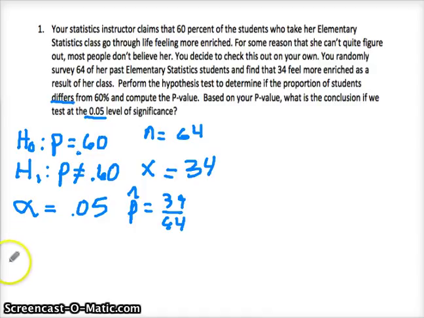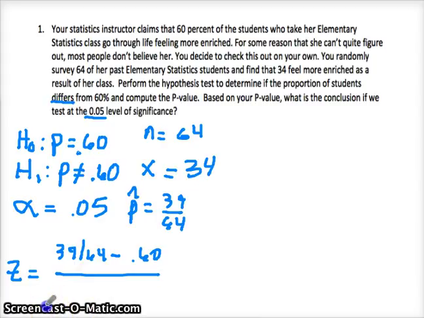Now, incidentally, if you wanted to find the z-score on your own, you would do p hat, which is 34 over 64, minus the 60 over, and remember how I did that? It's the square root of 0.6 times 0.4 divided by n, in this case 64. Whatever that number is, you'll see that the calculator will get that value as well. So again, we're going to do this on the calculator. We're looking for the z. We're looking for the p-value, okay? All right, let's see what's going on.